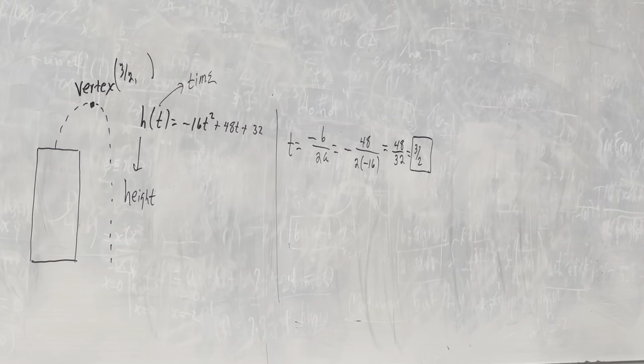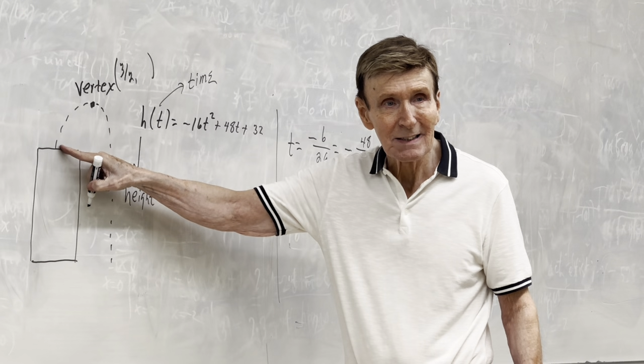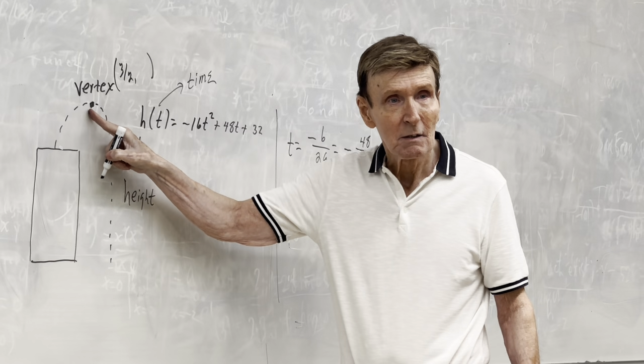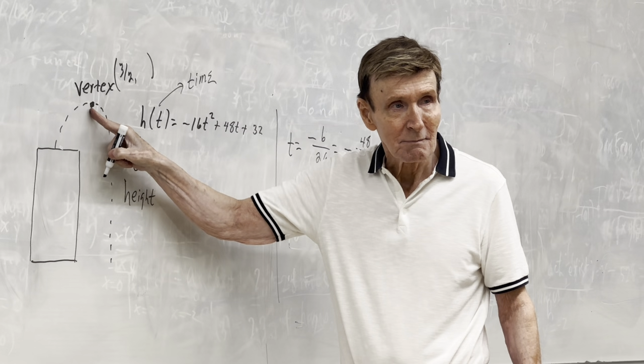By the way, can anyone tell me what that 3 halves means on this particular application? At 1.5 seconds, it reaches the height. That's time. That's t. So that means after I release and throw the stone, it's going to take 1 1/2 seconds for it to reach that maximum height. Then it stops and falls back down.